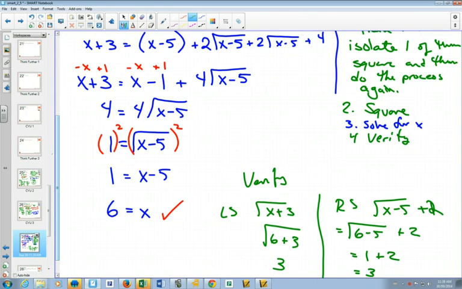Wouldn't it be nasty if we had done all that work and then found out it was, I mean, an extraneous root?